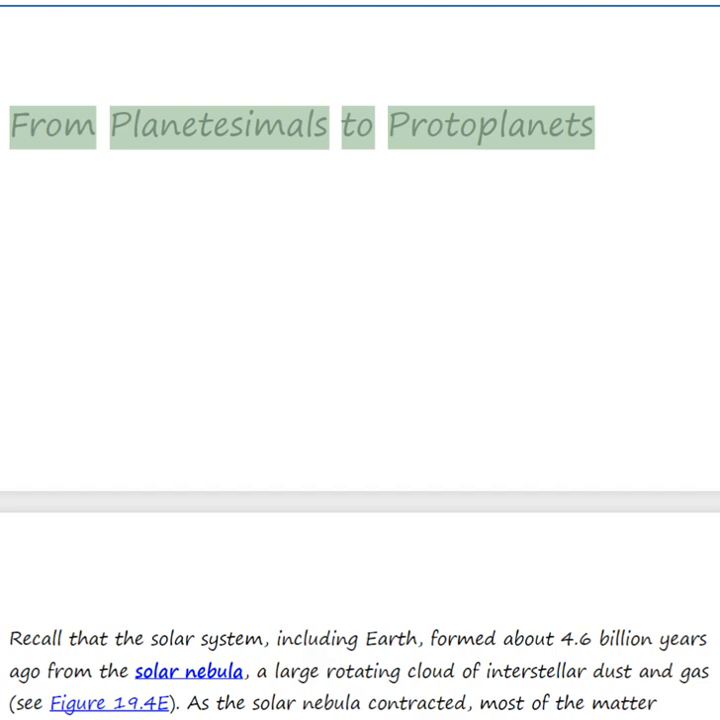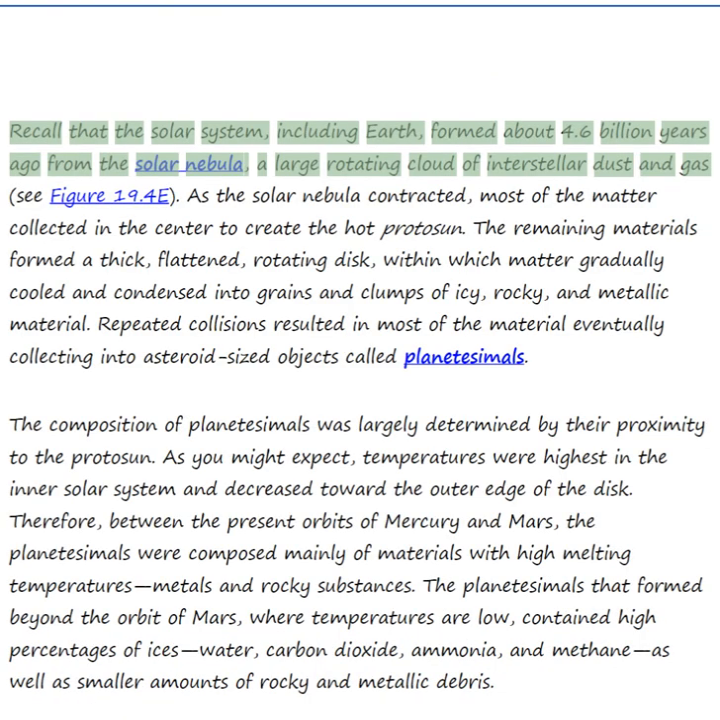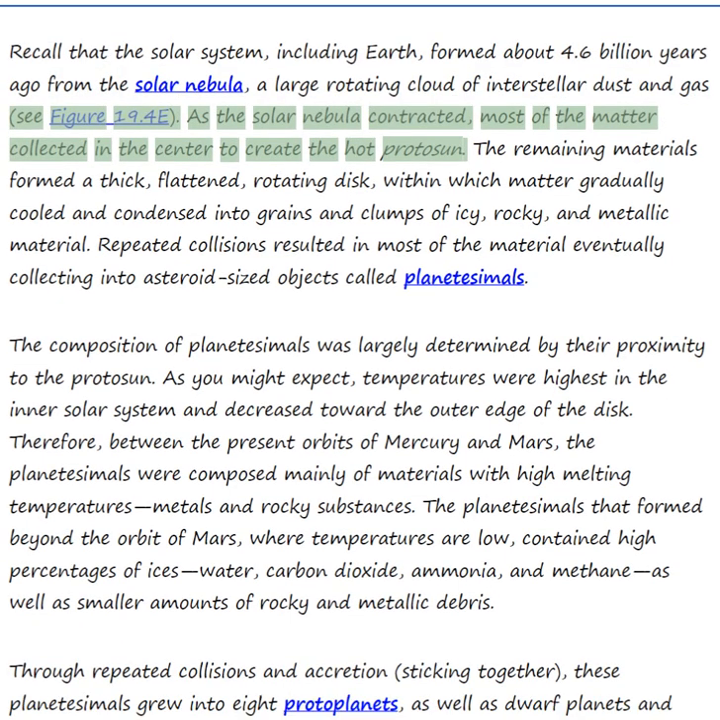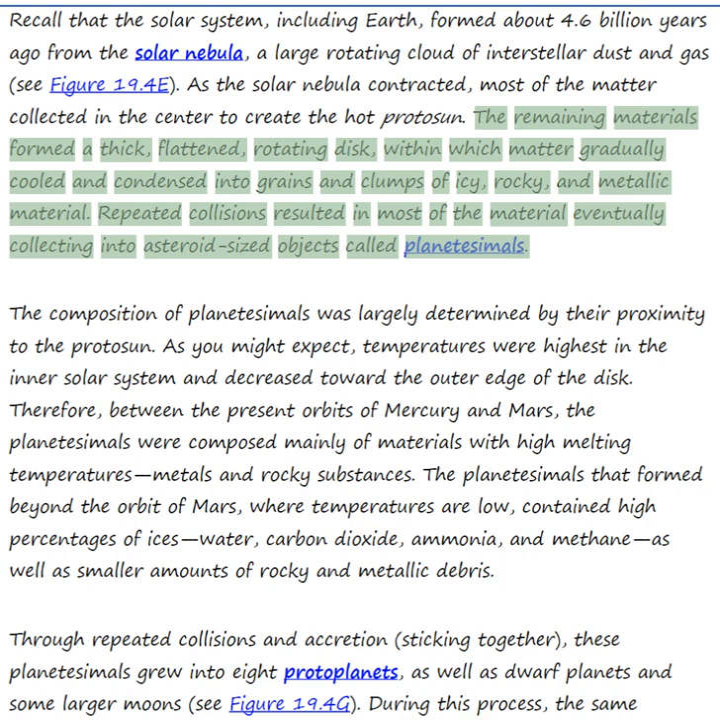From planetesimals to protoplanets. Recall that the solar system, including Earth, formed about 4.6 billion years ago from the solar nebula, a large rotating cloud of interstellar dust and gas. As the solar nebula contracted, most of the matter collected in the center to create the hot protosun. The remaining materials formed a thick, flattened, rotating disk, within which matter gradually cooled and condensed into grains and clumps of icy, rocky, and metallic material. Repeated collisions resulted in most of the material eventually collecting into asteroid-sized objects called planetesimals.